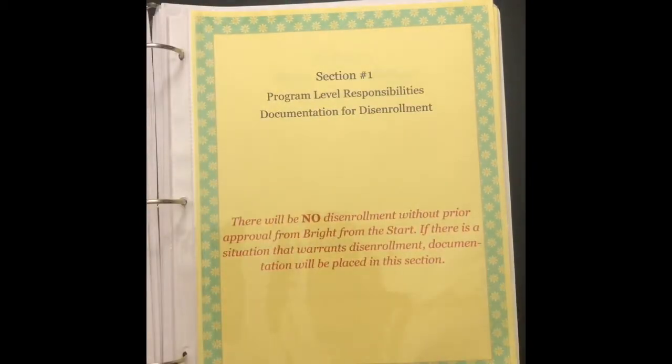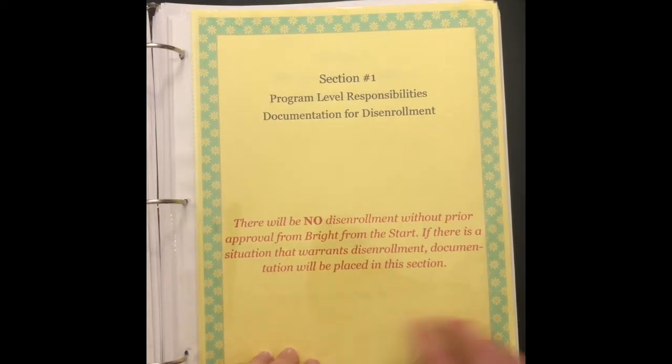The next section under Section 1 is documentation for disenrollment. There will be no disenrollment without prior approval from the start office. Documentation is required to disenroll a child, and if that ever happens, which it rarely does, you will maintain your documentation in this section.